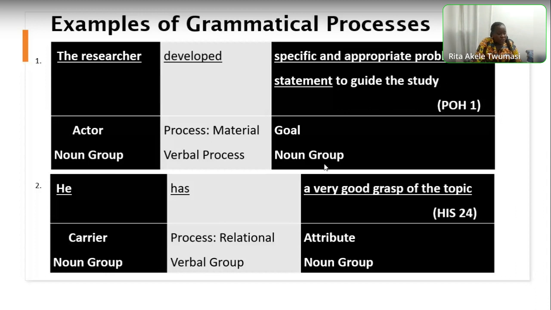So when you consider a structure, we have: it has a very good grasp of the topic. He is a noun group and is the carrier, the bearer of the characteristics. The process type is has and is relational. It serves as a bridge that connects the attributes to the entity. Now the attributes, a very good grasp of the topic, ascribe a quality to him, which is the carrier.